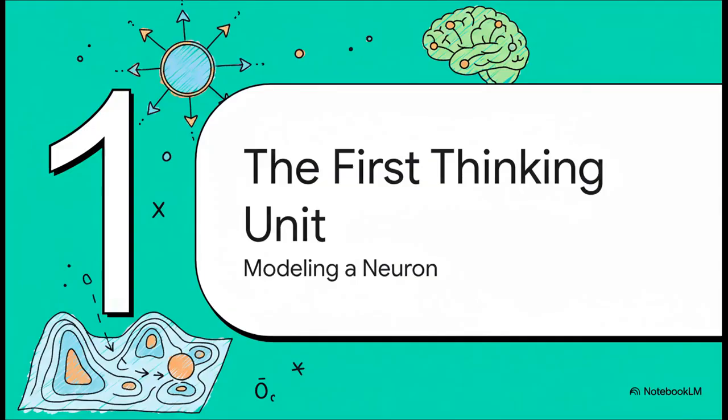So if you're going to build a thinking machine, where do you even start? Well, you start small. The very first goal was to create a basic thinking unit, a simple computational version of a single brain cell, a neuron, the fundamental building block of intelligence.